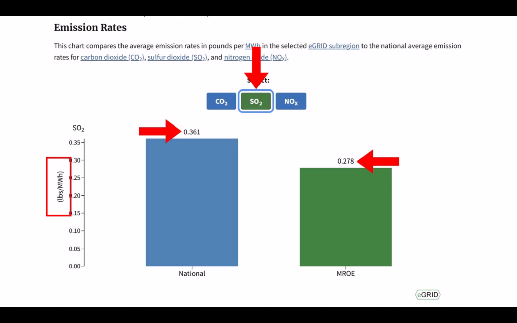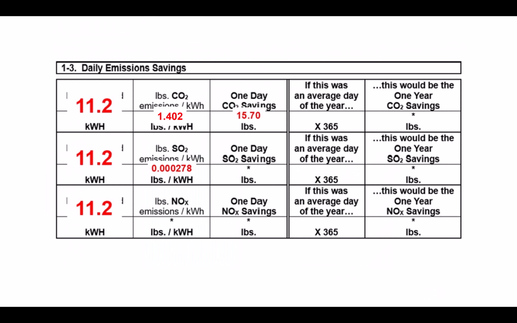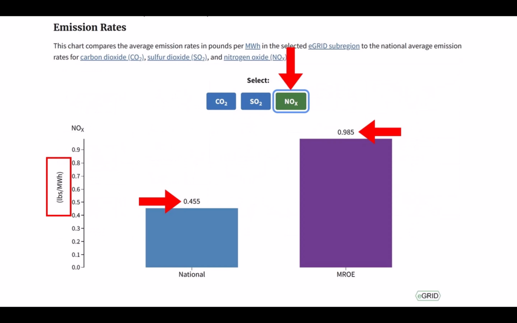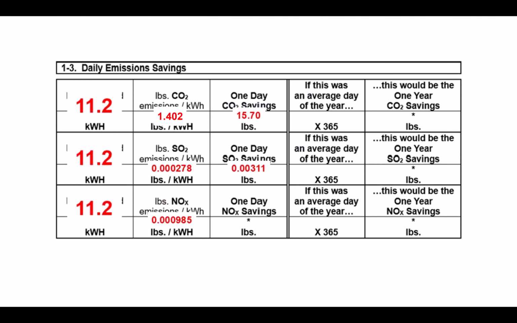As you can see, even though my region burns a lot more coal than the national average, it releases less SO2 into the atmosphere. Repeat the process you learned just a moment ago with your region's CO2 emissions rate to establish the pounds of SO2 emissions saved by your solar PV array from going into the air yesterday. Now select nitrogen oxides. Establish the pounds of NOx emissions saved yesterday with your solar array by repeating this process.